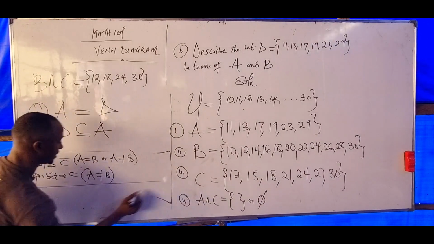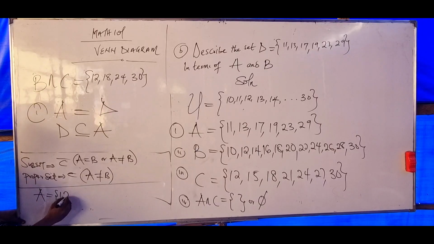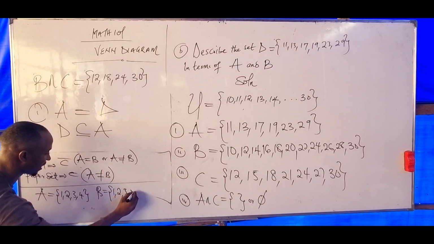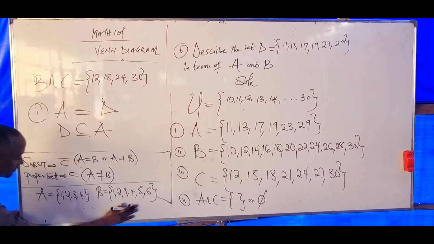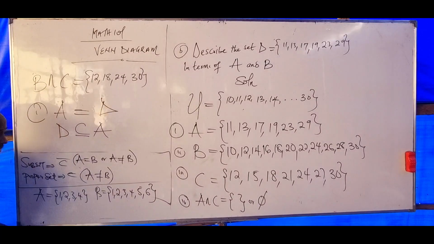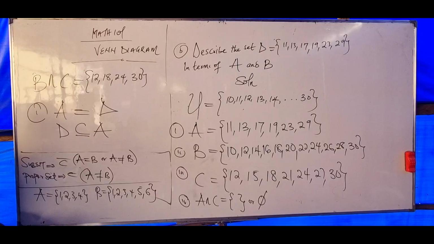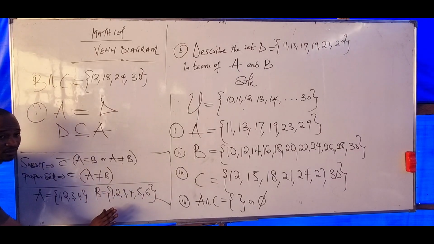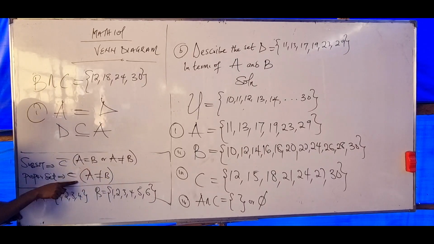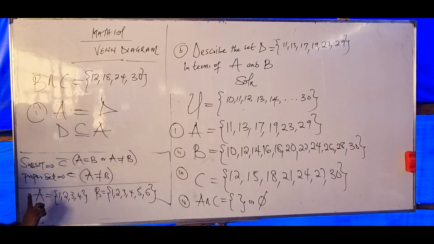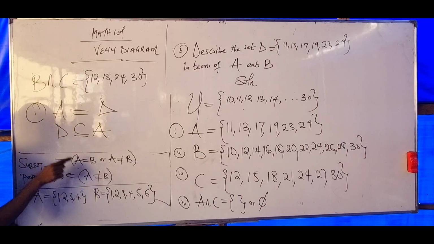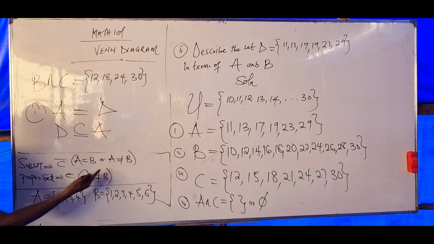Listen. If I have A to be this, 1, 2, 3, and 4, I have B to be this, 1, 2, 3, 4, 5, and 6. Is A equal to B? No. But every element in A is also in B. Which is this, right? Are you getting the concept? That means that A is a subset of B. Also, A is a proper subset of B. Am I communicating? Because these two signs are where?